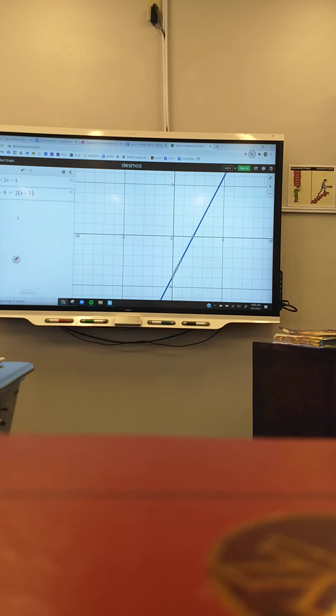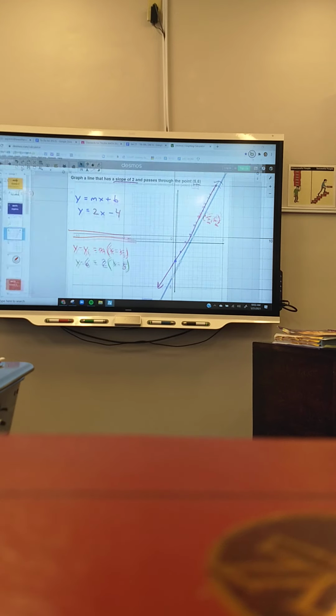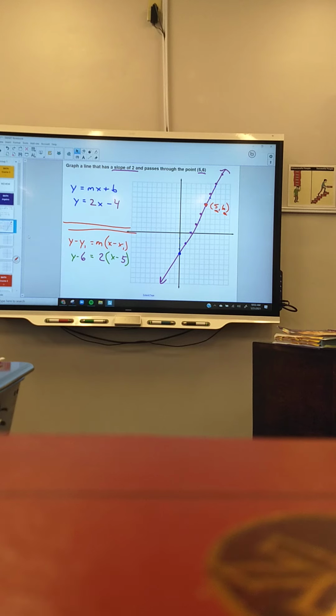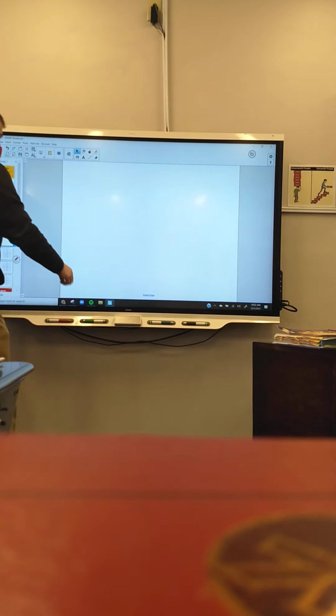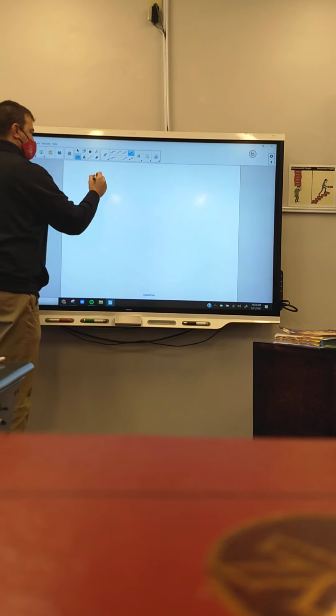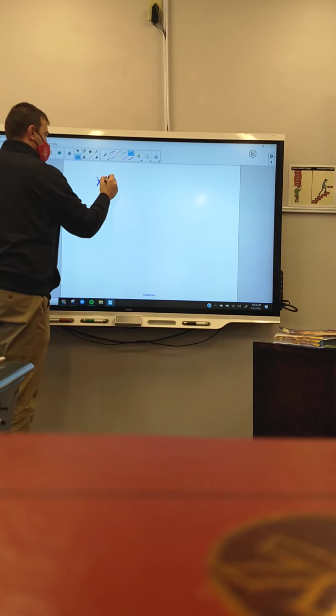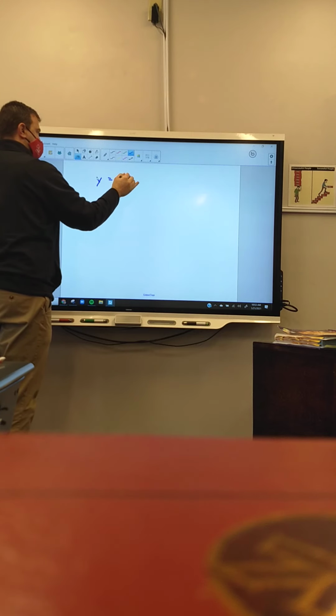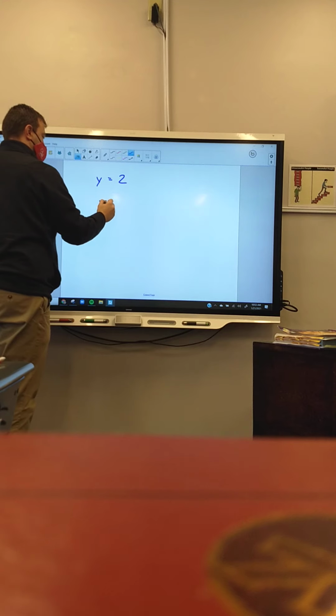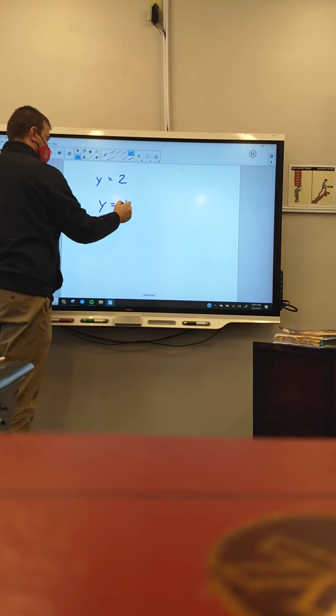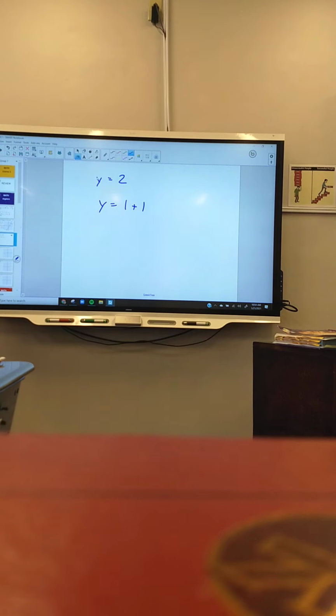Okay. How can I have 2 different equations, but it's the same line? How is that even possible? Same thing. Just a different way of saying it, right?